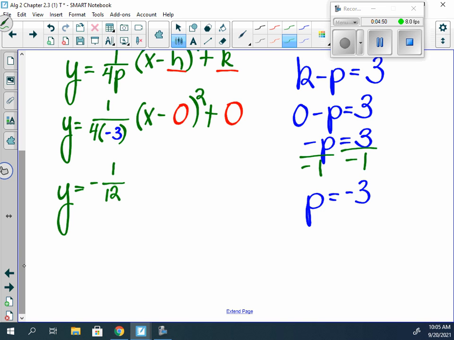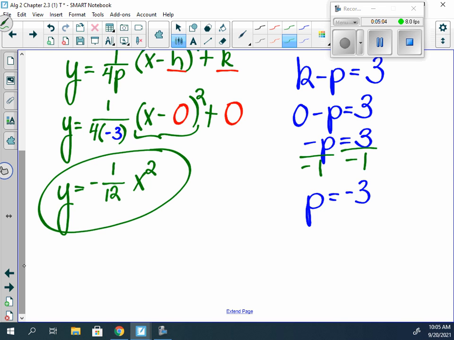What is x minus 0? Just x, yes? And it is squared, so we have x squared. Plus 0. So the equation of this parabola is y equals negative 1/12 x squared. That's it. That's all we have to do for this here. Questions on this here? We ready for the next one?